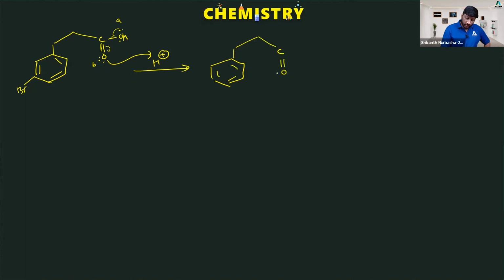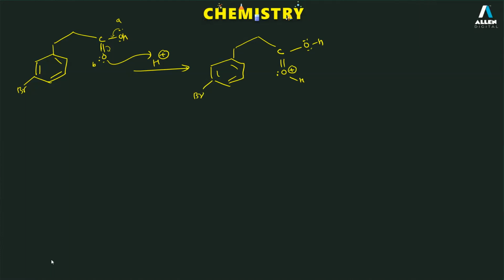C double bond O, where the oxygen will have only one lone pair and an OH bond, and this carbon also has an OH bond, and the oxygen will have a positive charge, and we have bromine. Now what will happen after this step? Pi electron density will move to oxygen, then the benzene ring will attack the electrophilic carbon. The electrophilic substitution reaction occurs because the C double bond O with a positive charge on oxygen makes this carbon more electrophilic. So the C double bond O pi electron density will move away, and the pi electron density of the ring will attack the carbon.